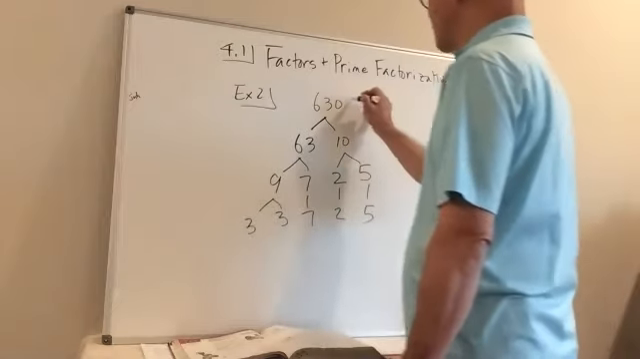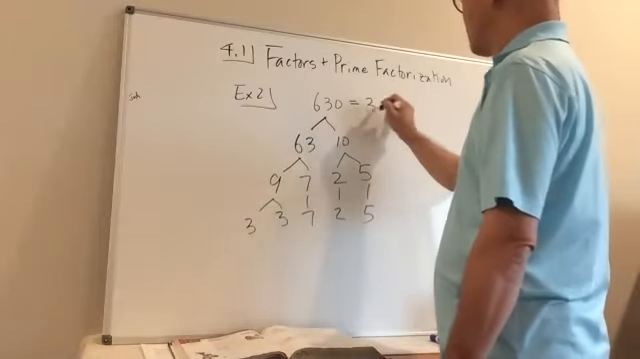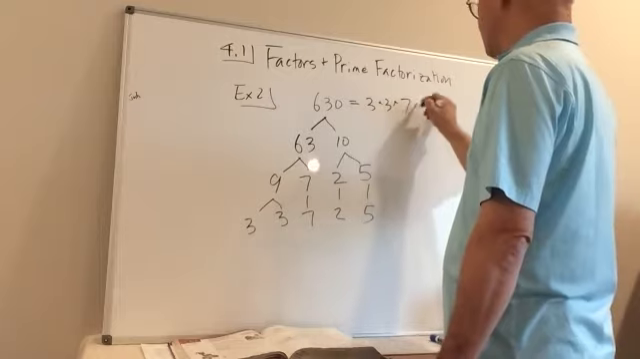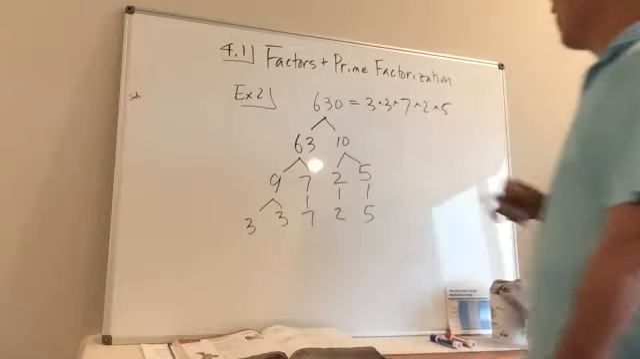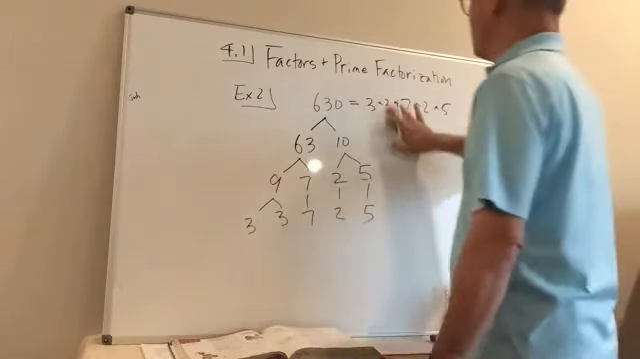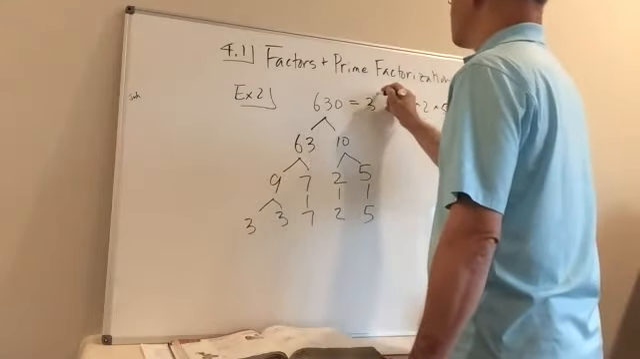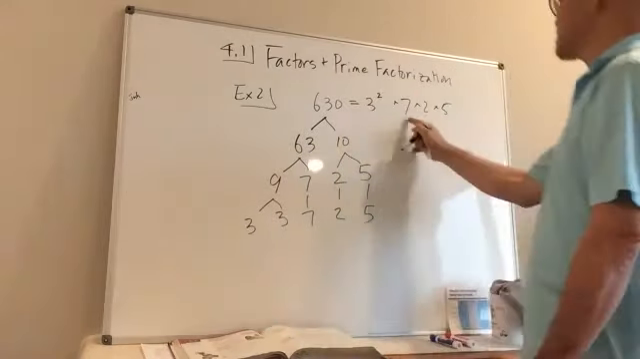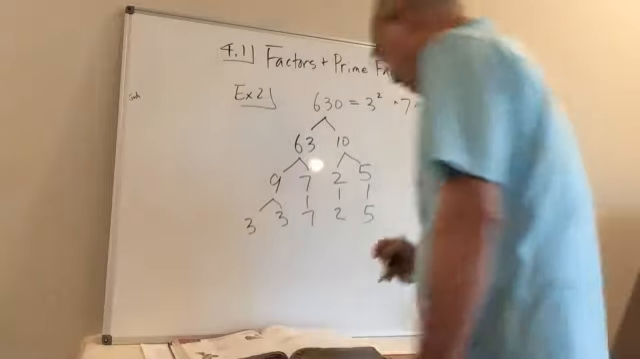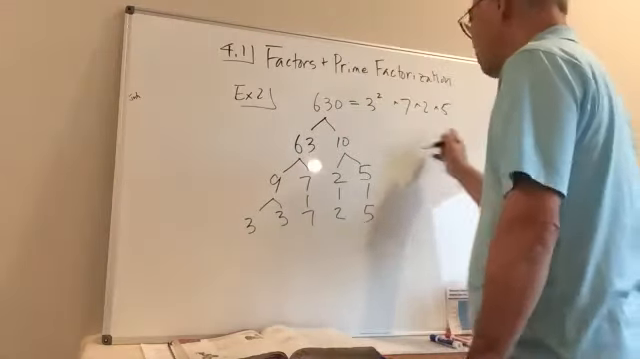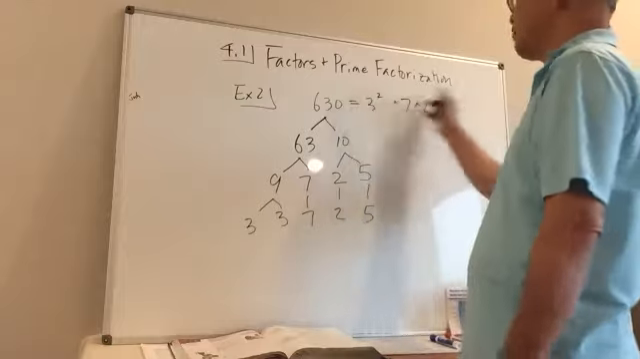So I can say that 630 is 3 times 3 times 7 times 2 times 5. Or I could say 3 squared times 7 times 2 times 5. Okay, this is what we call the prime factorization of a number.